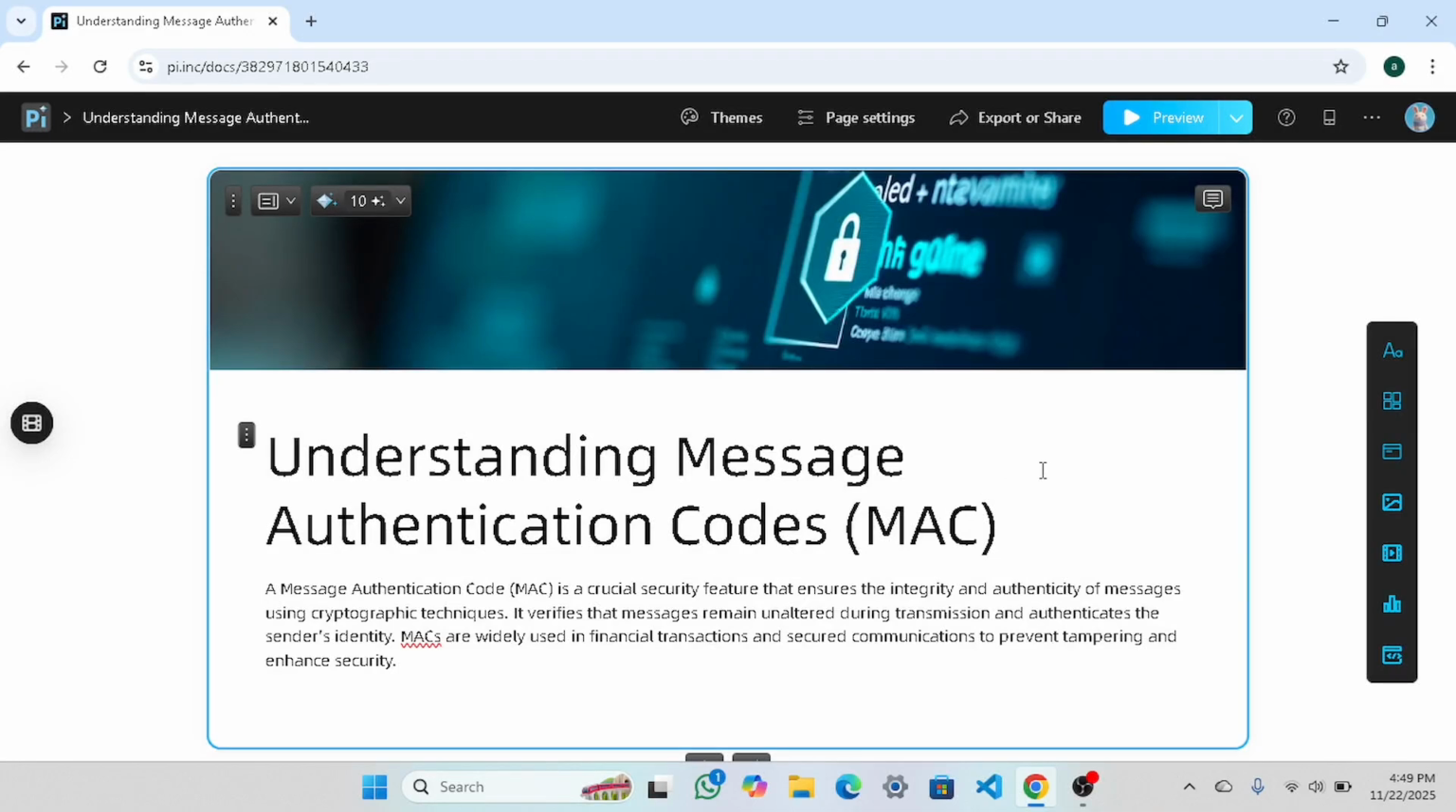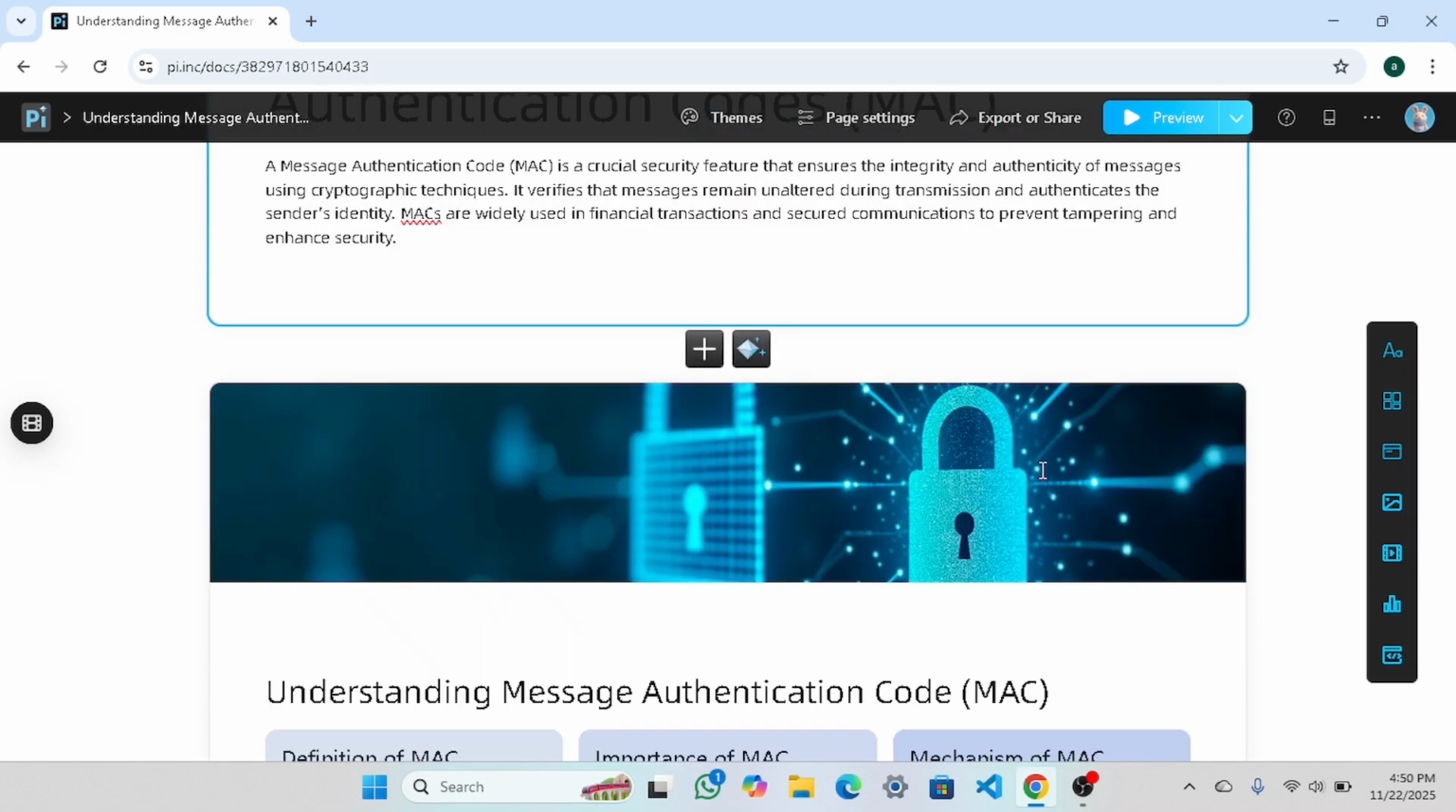Today we are going to discuss authentication, MAC. What is a MAC? A brief introduction to it. A message authentication code, MAC, is a cryptographic technique used to verify integrity and authentication. What does integrity mean here? The message was not modified, and authentication means the message came from the real sender. MAC uses a secret key plus hashing to protect the message.